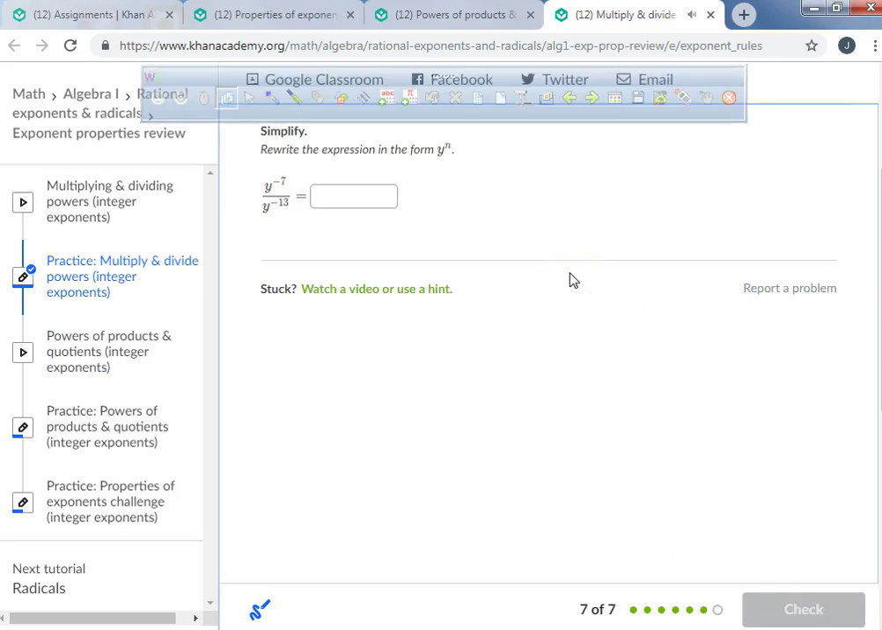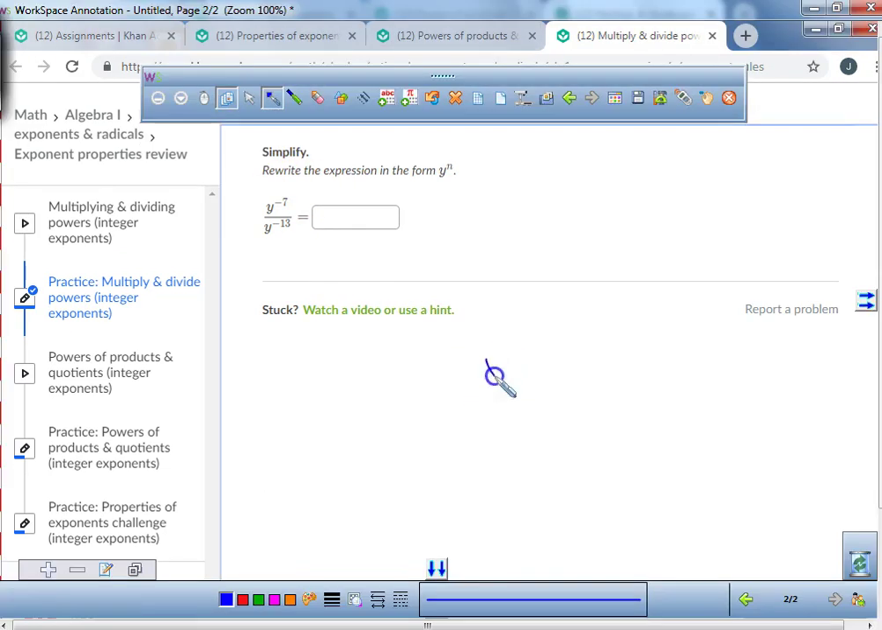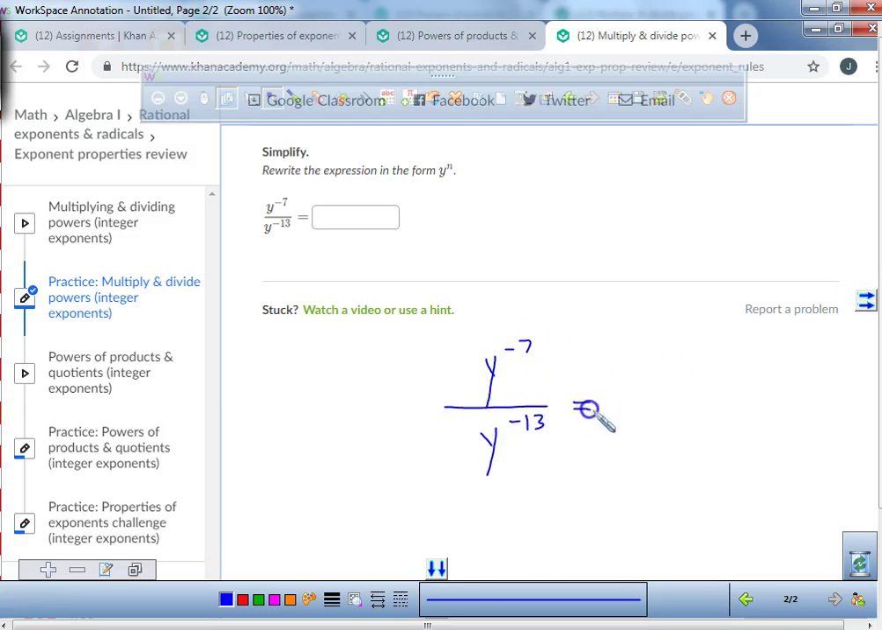Here we are once again doing the quotient property. If these terms have the same base, these y values are exactly the same, I'm allowed to take these exponents and subtract them. This is a little bit trickier. We have negative 7 and we have to take away a negative 13, which means we have a negative and a negative, so we've got to add. Our answer is going to be negative 7 plus 13, which gives us y to the power of 6.